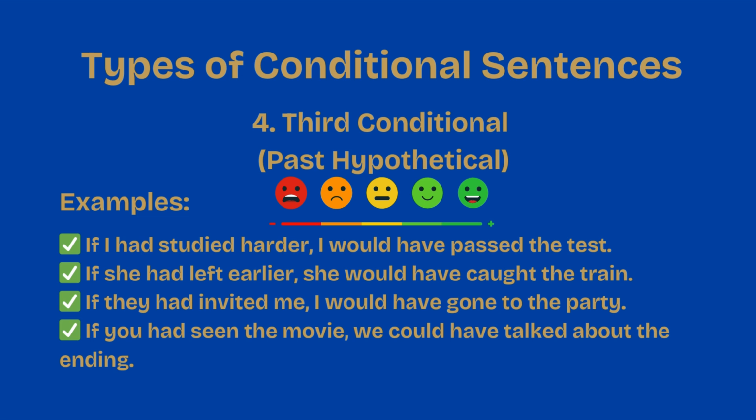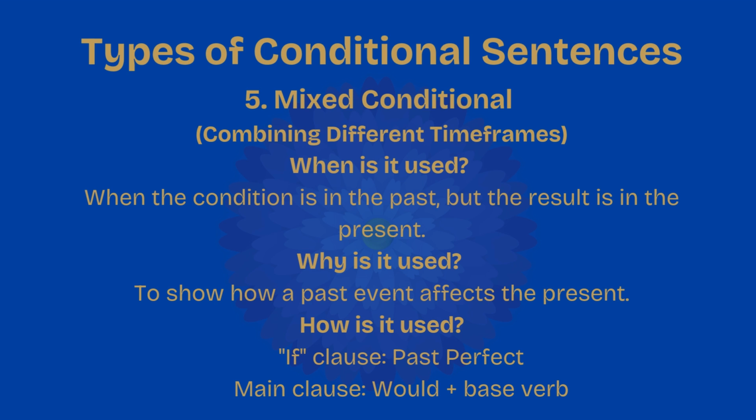If they had invited me, I would have gone to the party. If you had seen the movie, we could have talked about the ending. Mixed conditional, combining different time frames. When is it used? When the condition is in the past, but the result is in the present. Why is it used? To show how a past event affects the present.